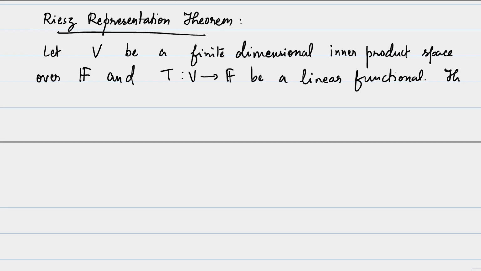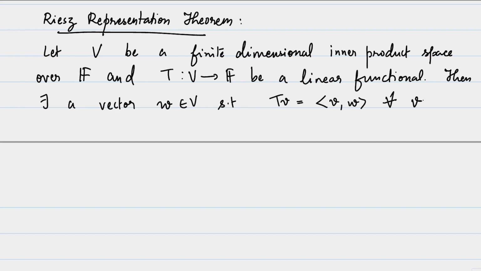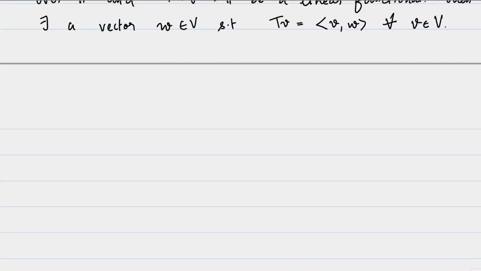Then there exists a vector w in capital V such that T(v) is equal to the inner product of v with w for all v in capital V. So whatever linear functional you come up with, there is some w in the finite dimensional inner product space such that T(v) is the inner product of v with w. Let's look at a proof of this theorem. The proof is revealing in the sense that it will also give us an algorithm to get hold of one such w.